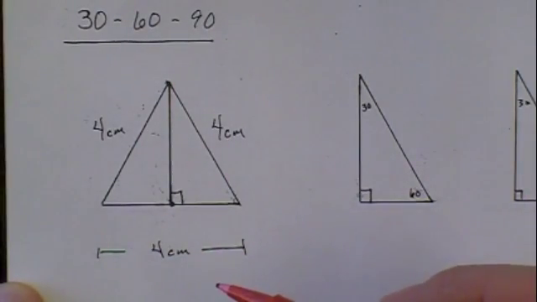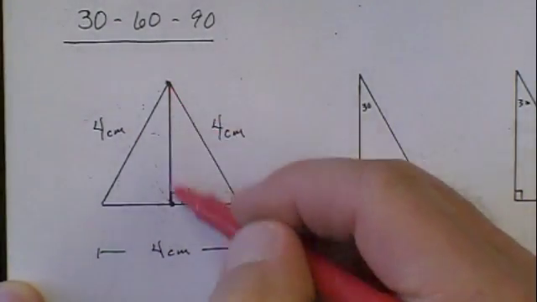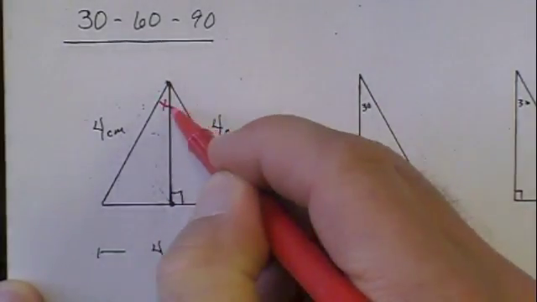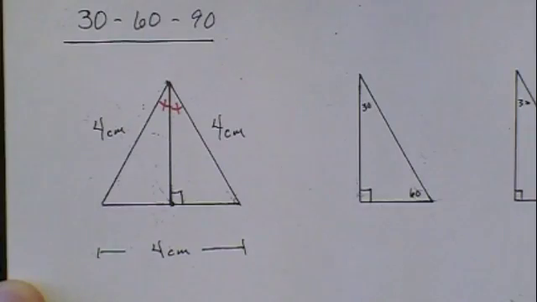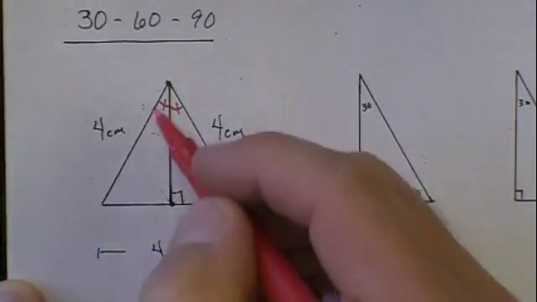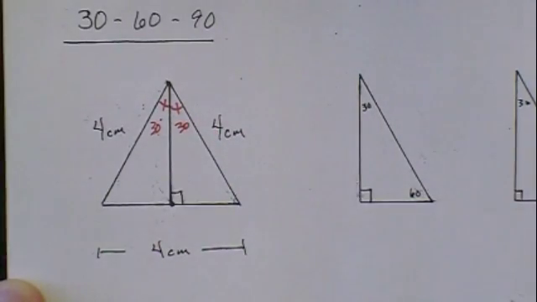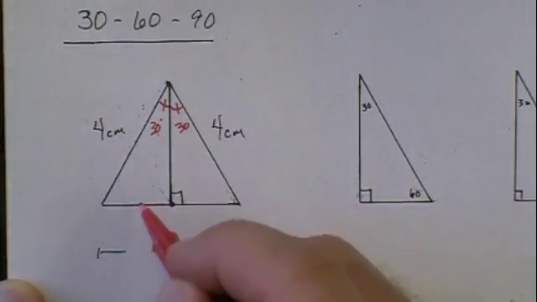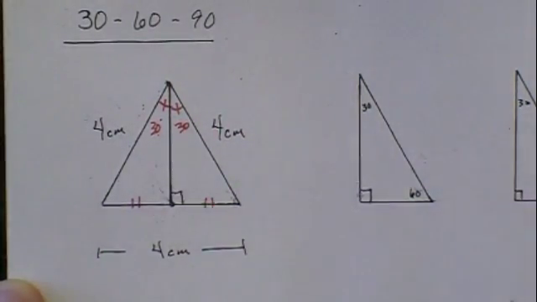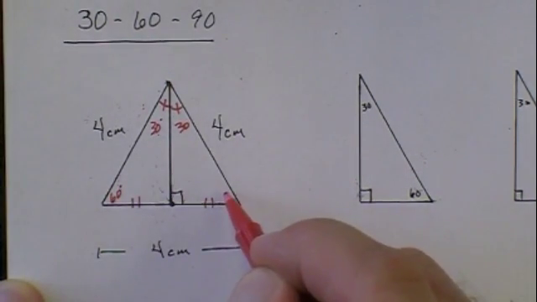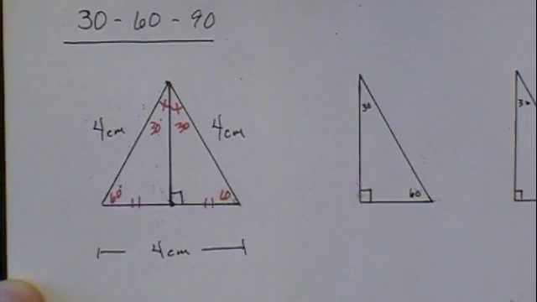All sides are 4 centimeters. And here we have the altitude. Now, this is also an isosceles triangle. So what we've done with that is we've bisected this angle, which means each of these angles are 30 degrees. And we've also cut this side in half, so these would be congruent to each other. So now we have a 30, 60, 90 triangle on each side.